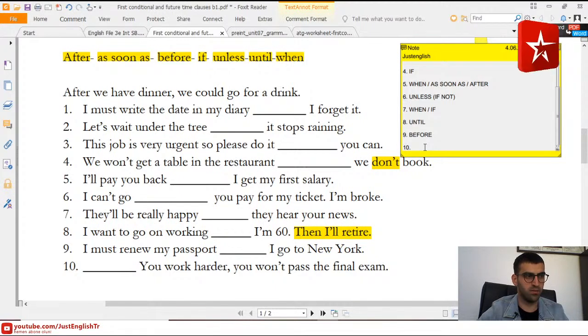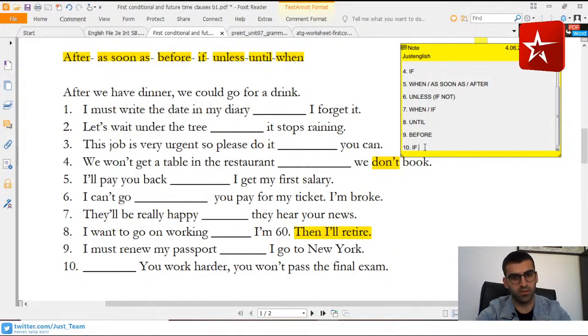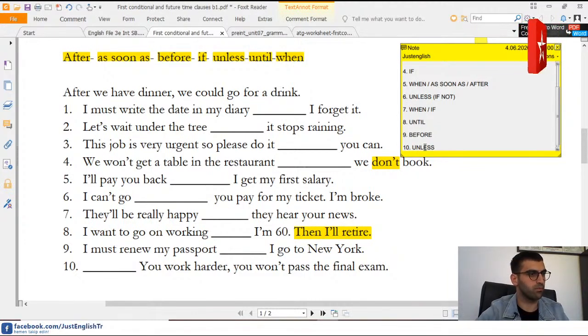Unless means if not. If you don't work harder, you won't pass the final exam. That is the correct answer for this sentence. Yes, if not, I wrote if not. I should have written unless. Yes, guys, unless is the correct answer for number 10.